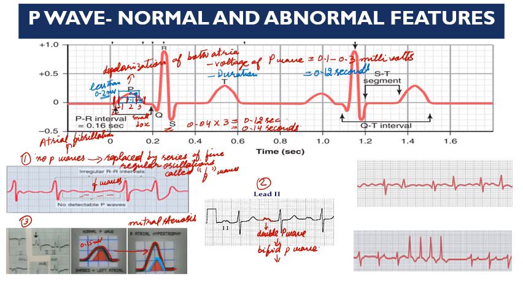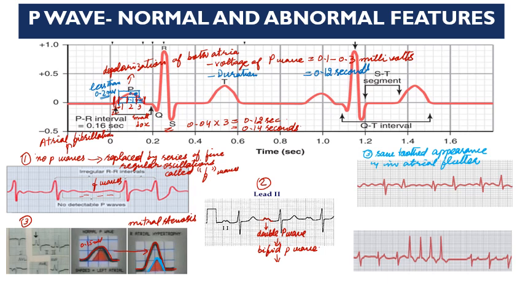Then this is the next pattern in which the P wave gives a sawtooth appearance, and it occurs in atrial flutter, a kind of arrhythmia that we will discuss in the fourth or fifth lecture on the ECG.